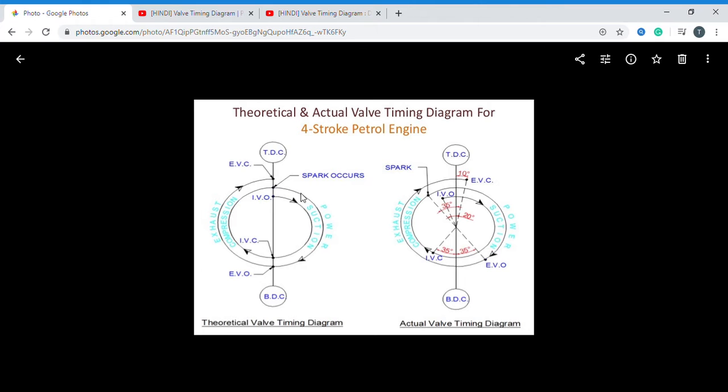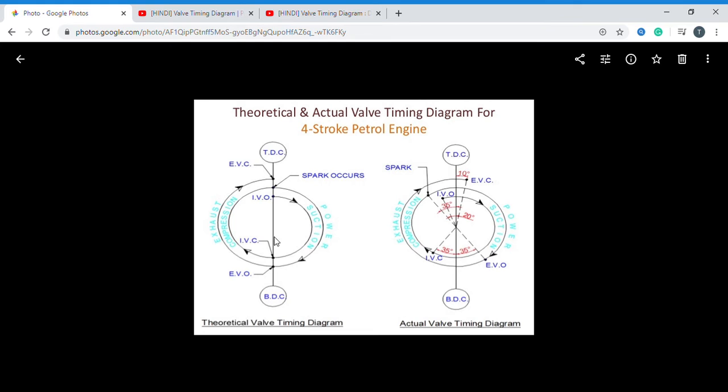Again after 180 degrees, the exhaust valve opens; that is the power stroke process. The exhaust valve opens at 180 degrees and closes again at 360 degrees, at TDC. So here you can observe 0 degrees, 180 degrees and 360 degrees. Only on these particular lines does the opening and closing take place in terms of crank angle. So this is the theoretical valve diagram.